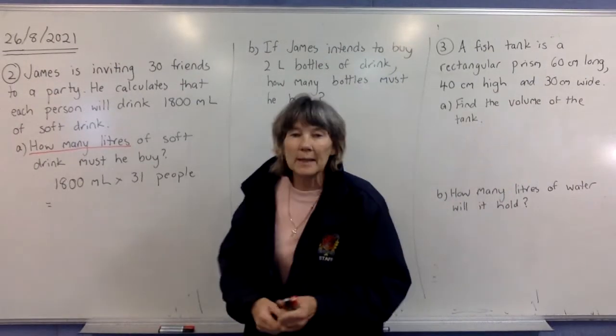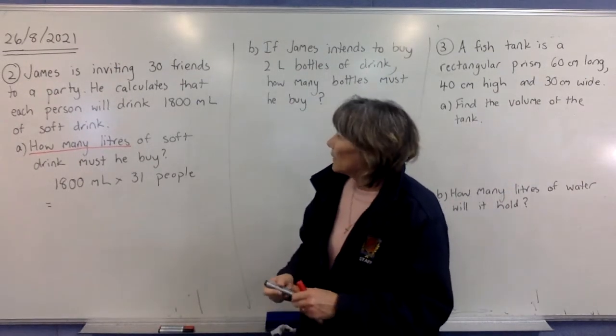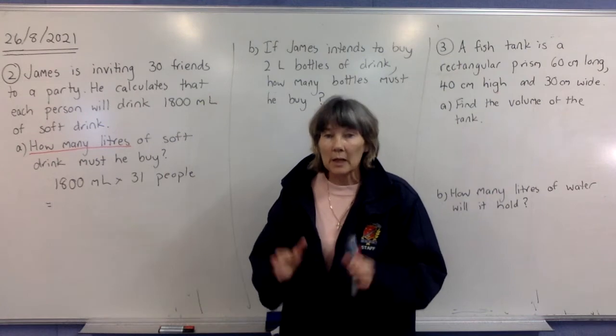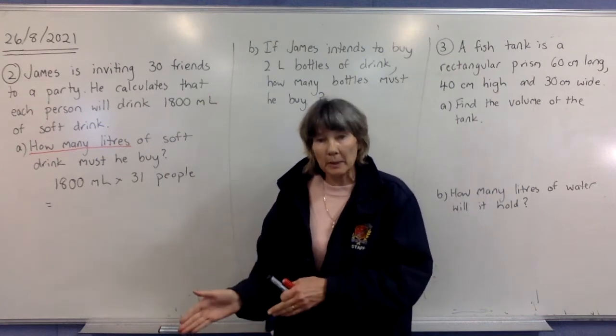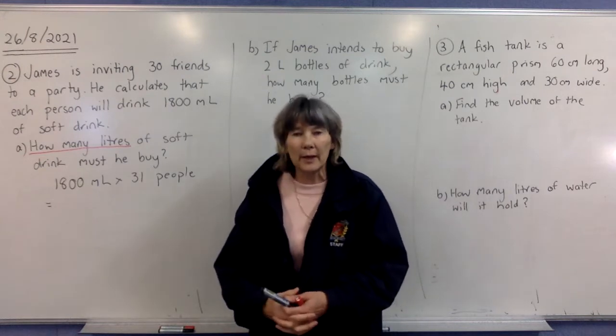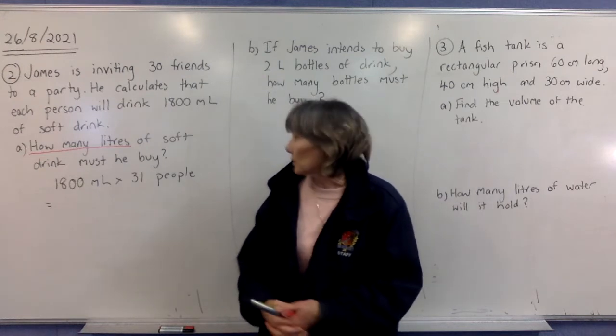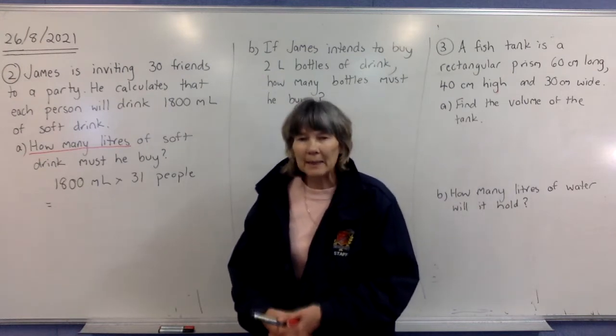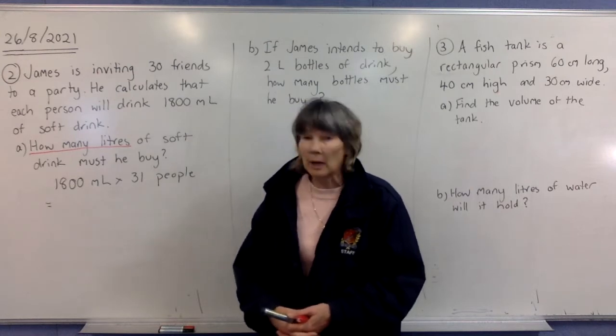Let's have a look at this example here. James is inviting 30 friends to a party. So that's James plus 30 people. So he calculates that each person will drink 1,800 millilitres of soft drink. How many litres of soft drink must he buy?